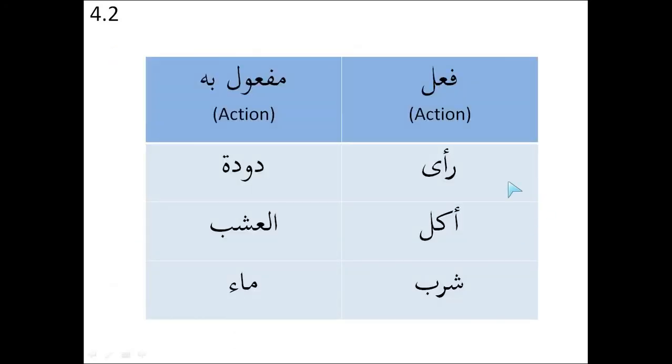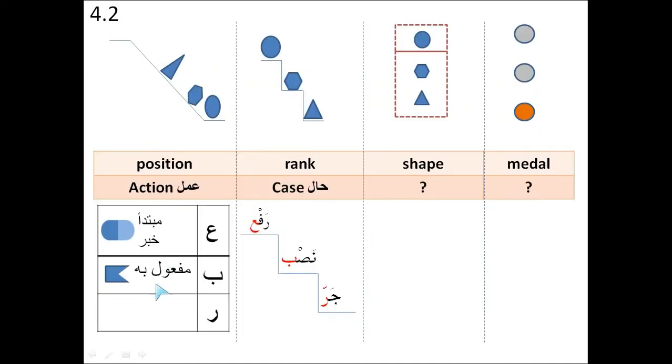So let's look at these three sentences together again. Ra'a duda, akala al-ushb, shariba ma. Ra'a, akala, shariba are all verbs, and we're not dealing with that at this moment in time. But these three words, duda, al-ushb, and ma, are all receiving the direct impact of this verb. And these three words are called maf'ulun bihi, and they will always be in the nasb hal. And the word itself is mansub.